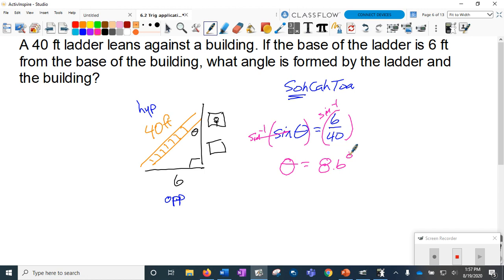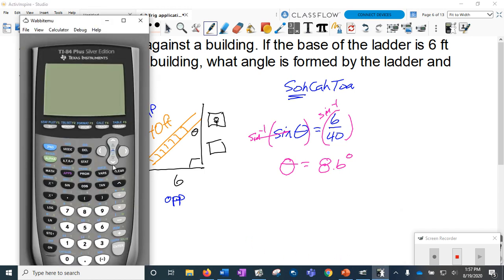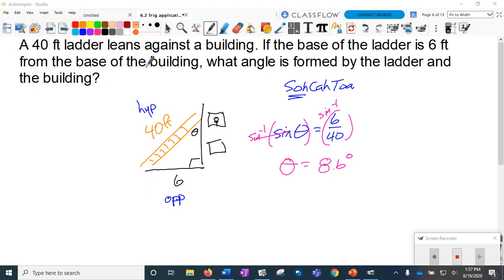All right, let me show you with our TI. We do the same thing. This time we have to press, to clear that out, second sine 6 over 40. Okay, we're in degree mode, so we get 8.6. That's 8.6 degrees.